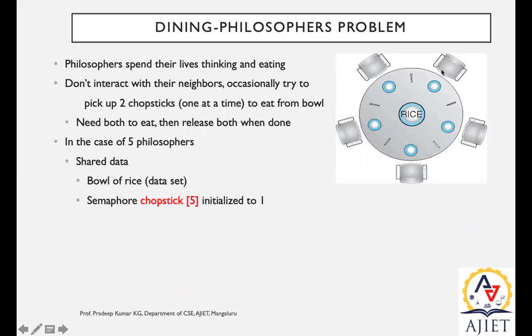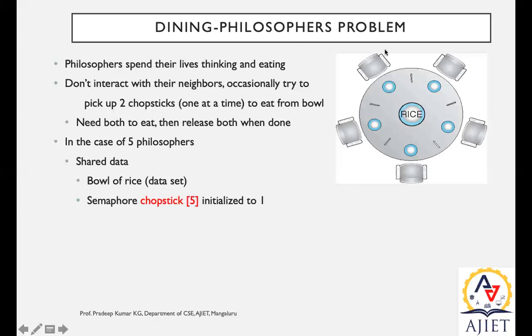So now, to eat the rice from this particular single bowl, they need to make use of 2 chopsticks. Whenever one particular philosopher makes use of one set of chopsticks, then nobody else can access the rice. Right. So that is the scenario now. So now what happens is the philosopher may spend time thinking and eating. They won't interact with the neighbors.